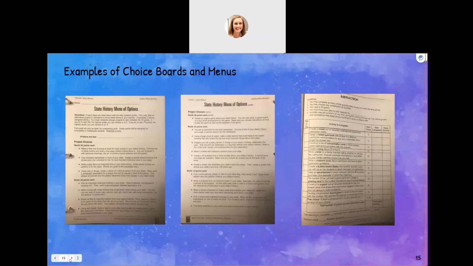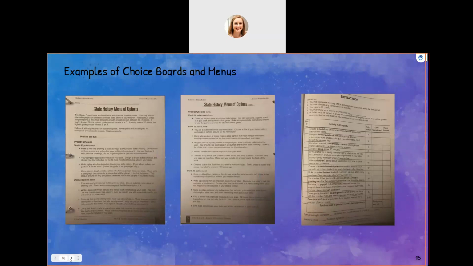So those are menus. Again, there's a lot of different ways you can organize these as well. They don't all have to be based off of point values. So, you could base it off of other things other than point values. But this is a good way, kids like to see the points sometimes. So that might be good, especially for younger students.